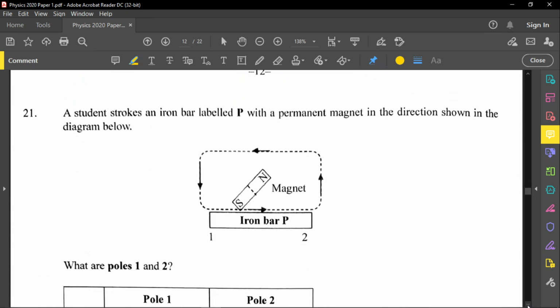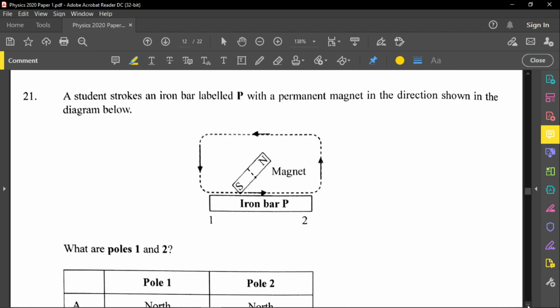Now, question number 21 reads that a student strokes an iron bar labeled P with a permanent magnet in the direction shown in the diagram below. Now, I want you to notice something here carefully. The south pole is what is being used to stroke the iron bar at the base here. Now, I want you to think about this, okay? If the south pole is here, then what is trailing the south pole will be the north, okay?